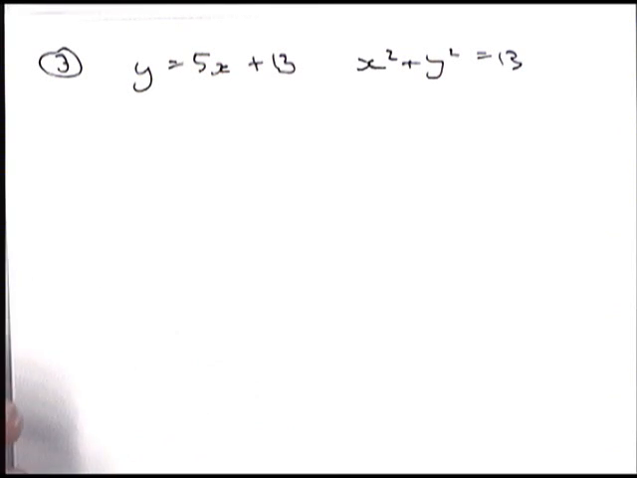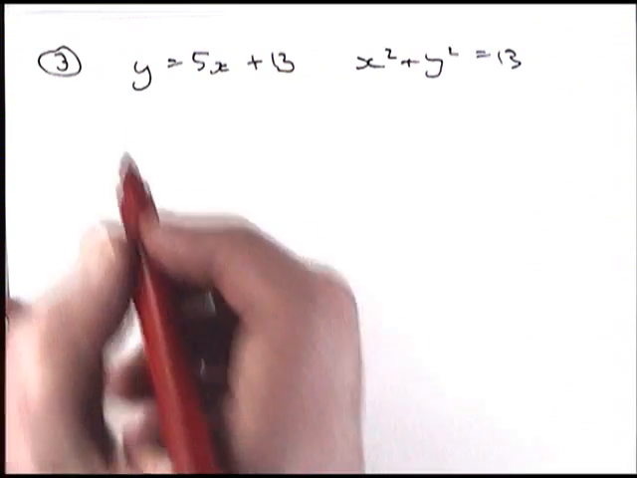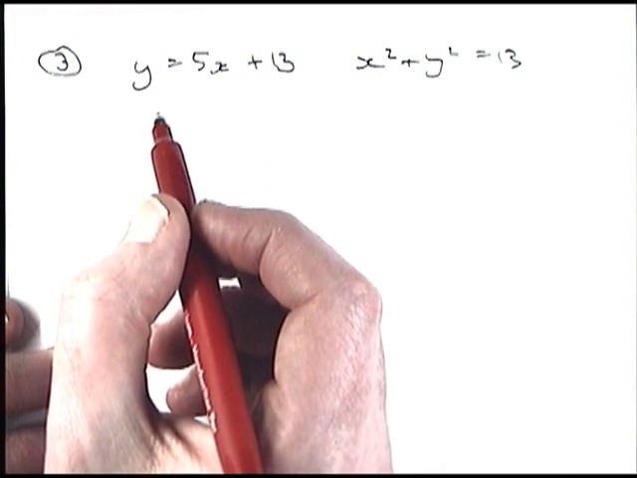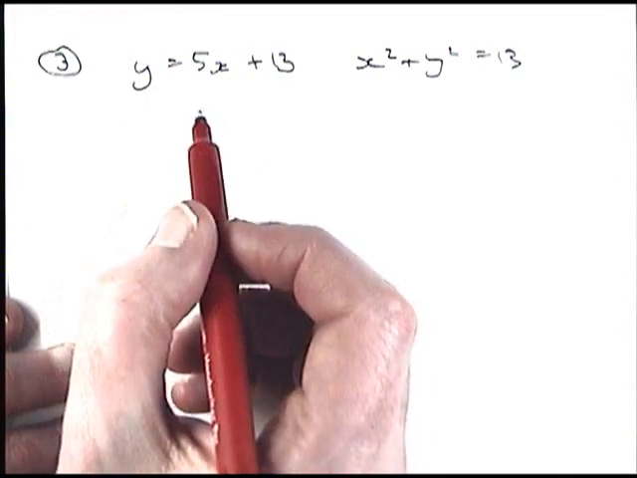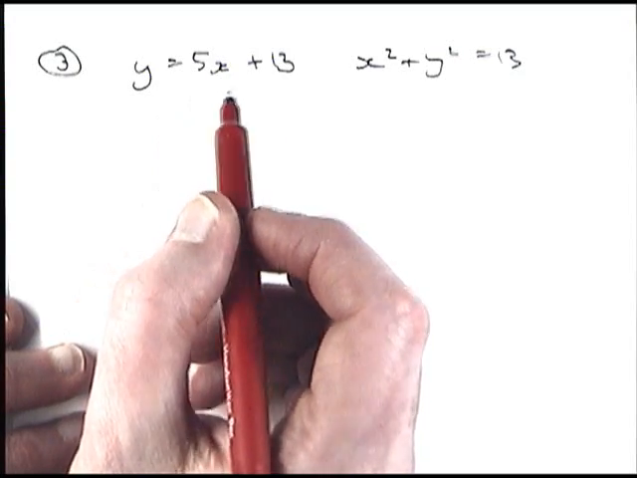AddMaths paper 2008 question 3. We've got to find the points of intersection of the line y equals 5x plus 13 with the circle x squared plus y squared equals 13. Okay, from here we've already got what y is equal to on its own. If we haven't got either x equals or y equals, we'd need to rearrange this linear equation to get that.